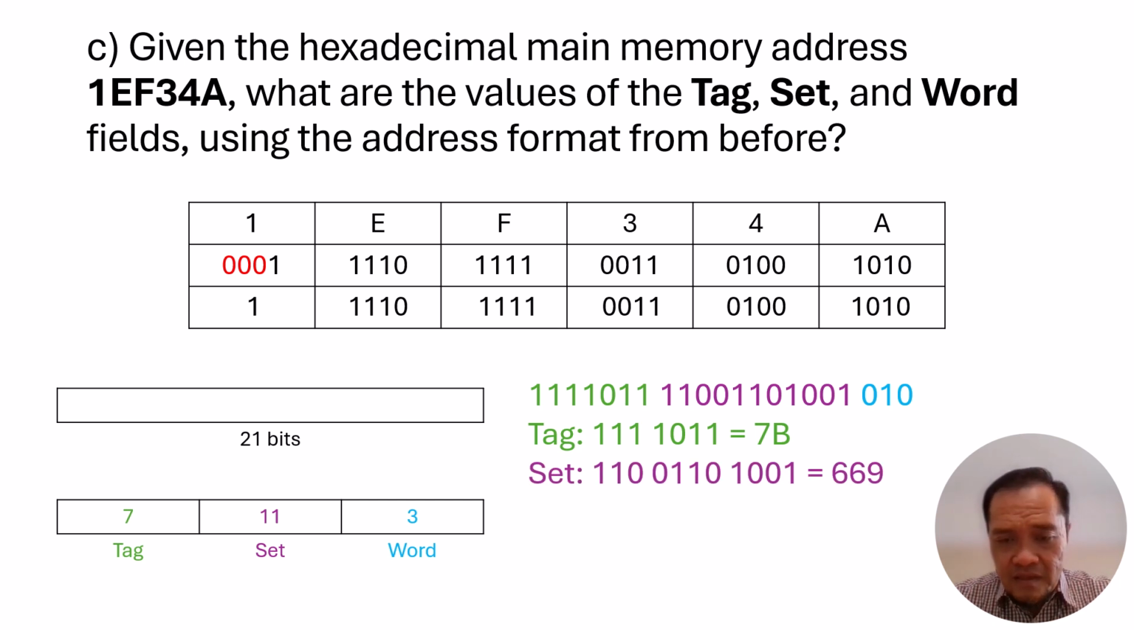While for the set, you have 110, 0110, and 1001. So the hexadecimal representation is 669, and for the word 010, the hexadecimal representation is 2. So this is the answer for question 3.